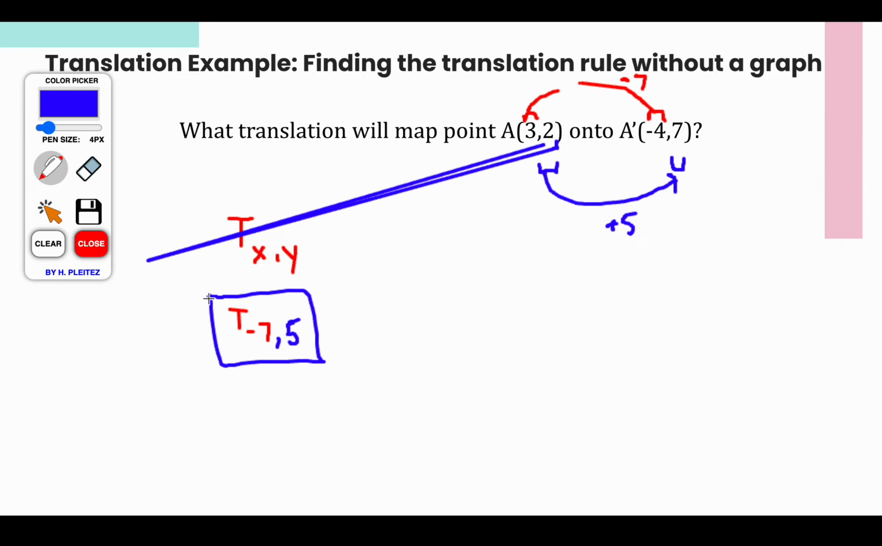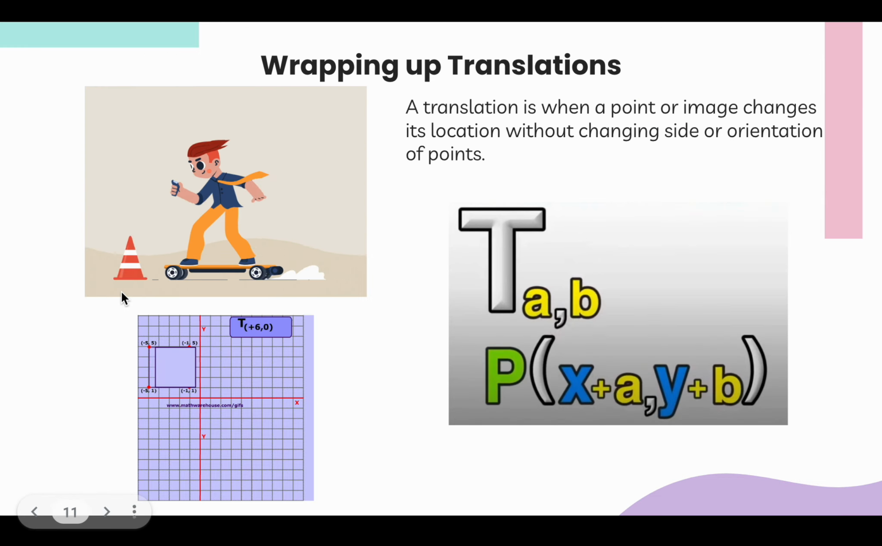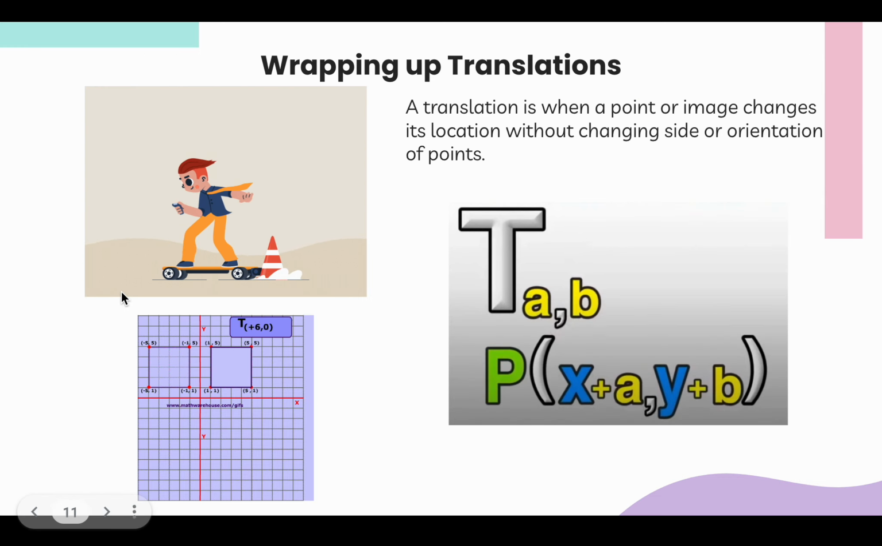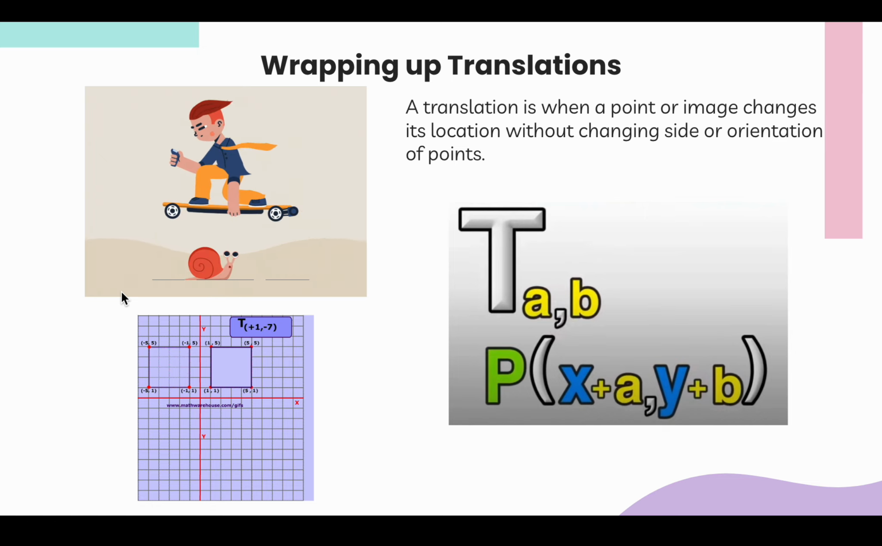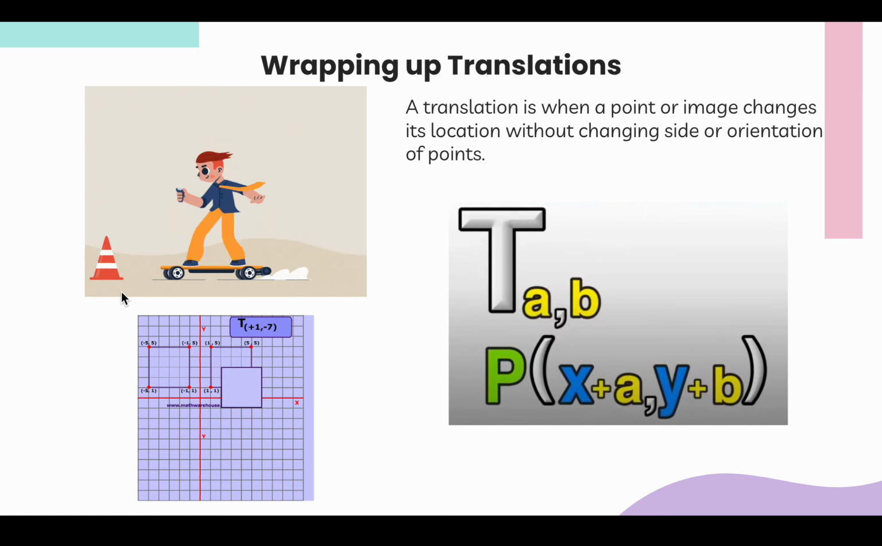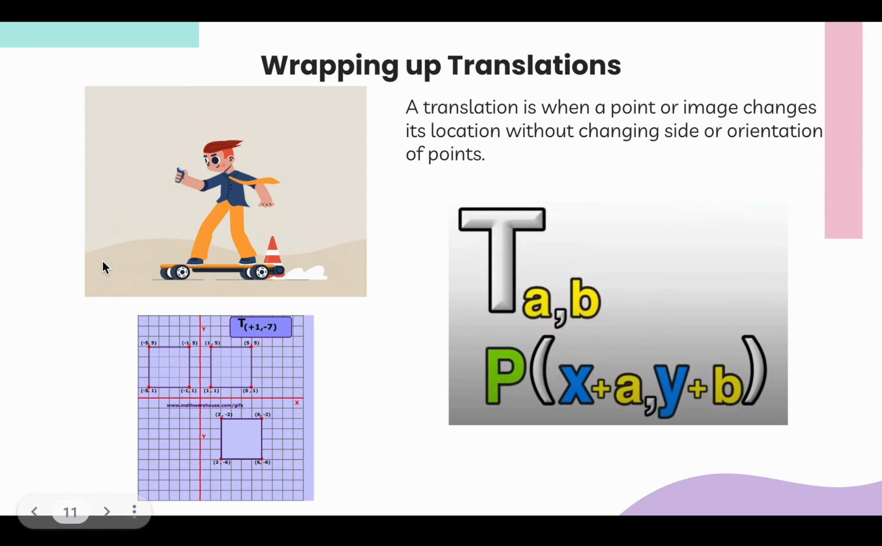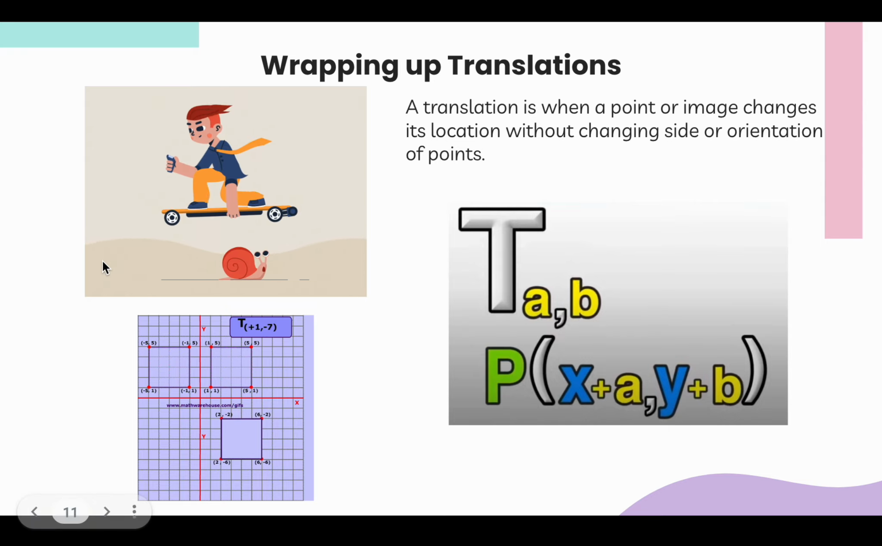And again, some questions might say, find the translation rule and apply it to another point. All we would need to do is take this translation rule and again manipulate those x and y coordinates. So just to wrap up translations, a translation is when a point or image changes its location without changing size or orientation. And again, we are just sliding that figure around. We are just manipulating the x and y coordinates by adding or subtracting things from them.